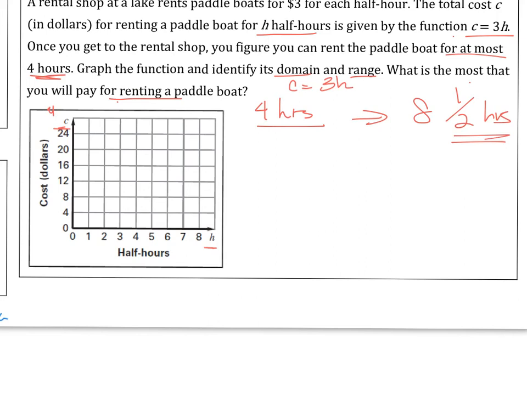Okay, so let me go ahead and graph my function. I'm going to use 0, 0 again. And I know 8 is the maximum number of half hours I need. So my endpoint will be 8 and 24. I can go ahead and graph now.